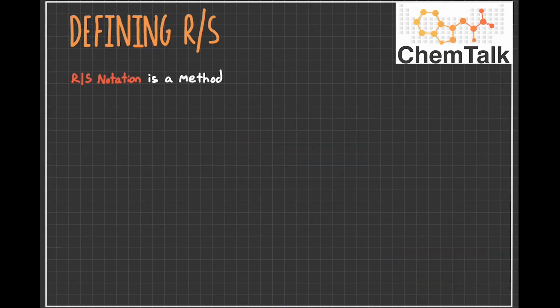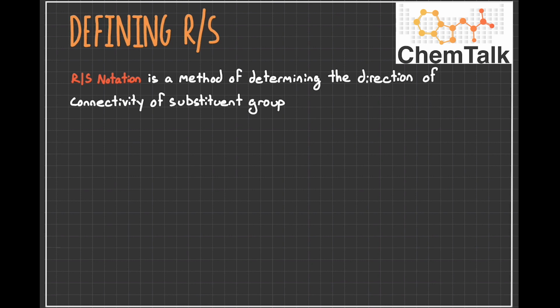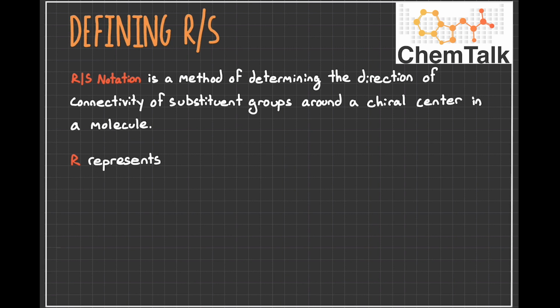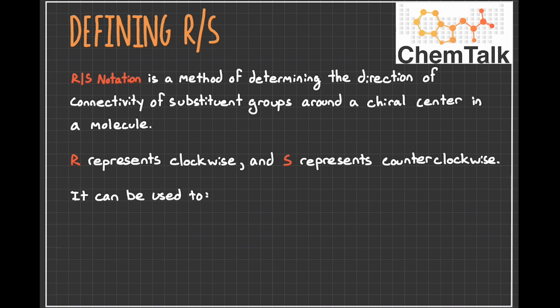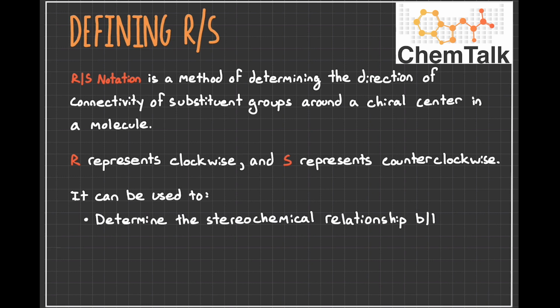R and S notation is a method of determining the direction of connectivity of substituent groups around a chiral center in a molecule. The letter R represents clockwise substituent groups, and S represents counterclockwise substituent groups, which we'll get into soon. These letters can be used both to determine the stereochemical relationship of two molecules and to differentiate between two enantiomers in naming.